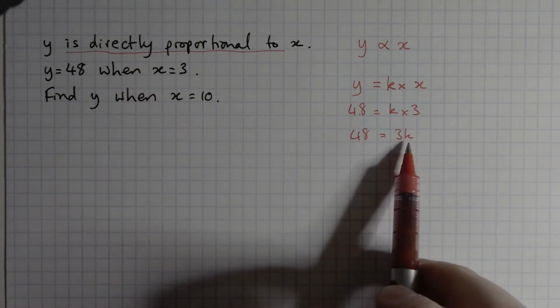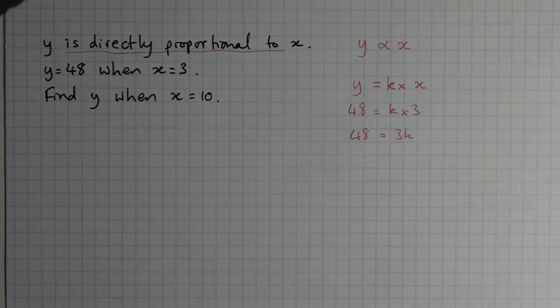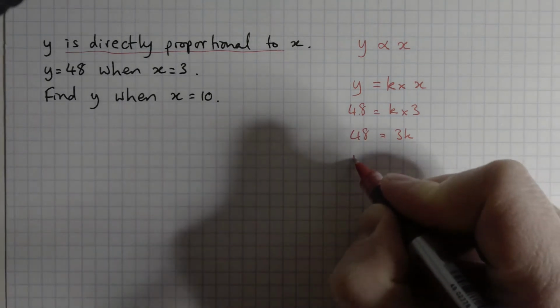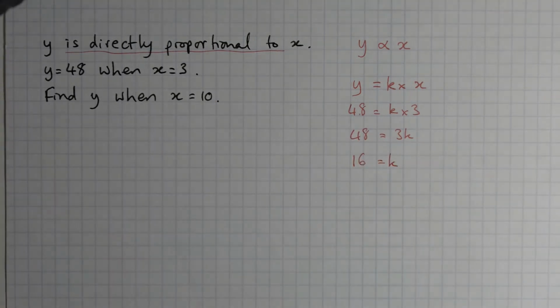But I'm trying to figure out what k is. To get k on its own, I'll need to undo this multiplication by 3. So let's divide both sides by 3. I'll save you the effort. 48 divided by 3 is 16. So my k is 16.